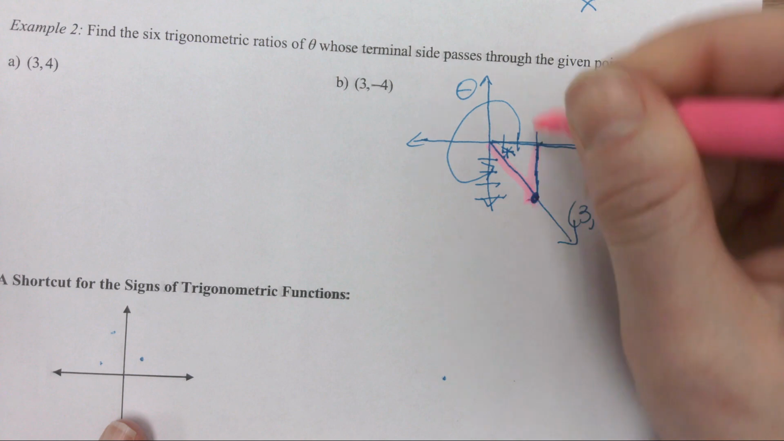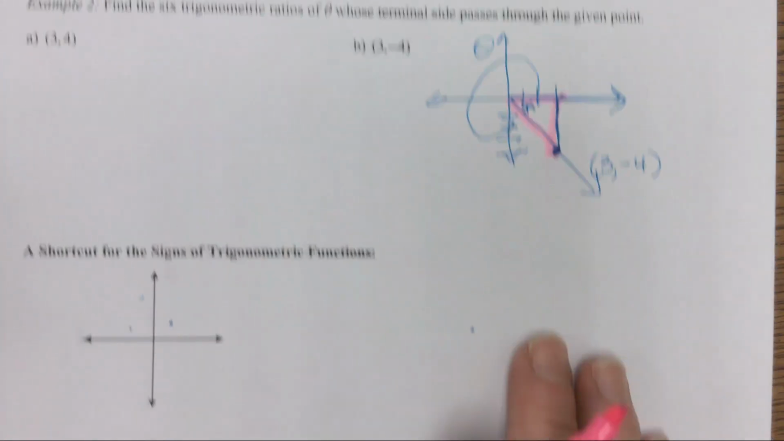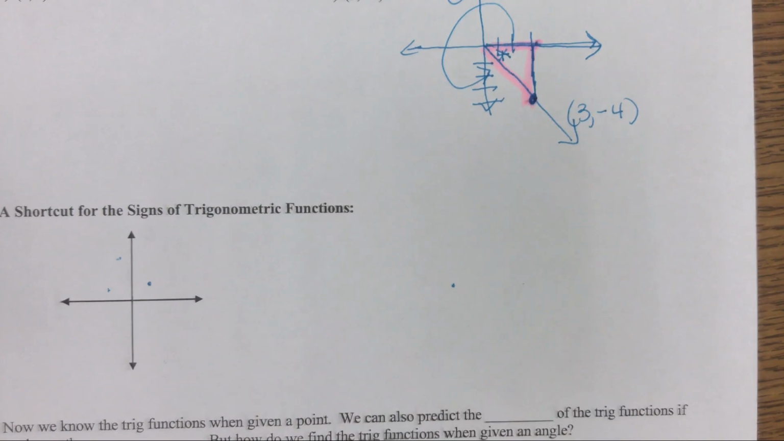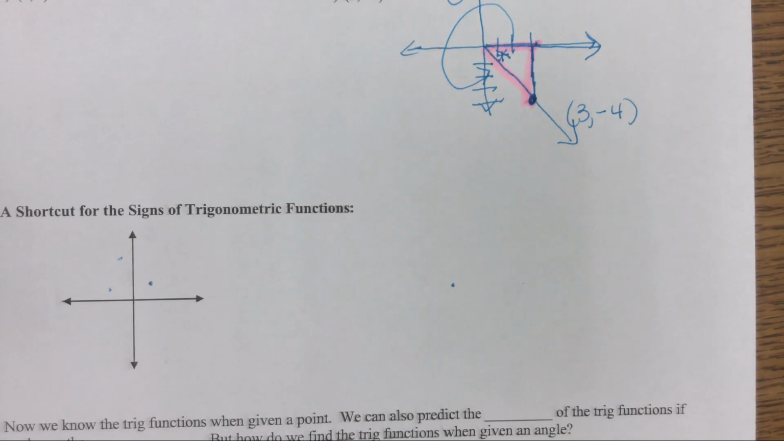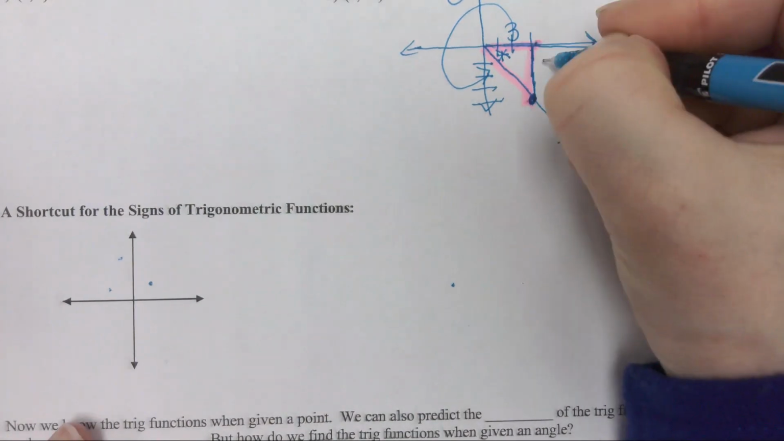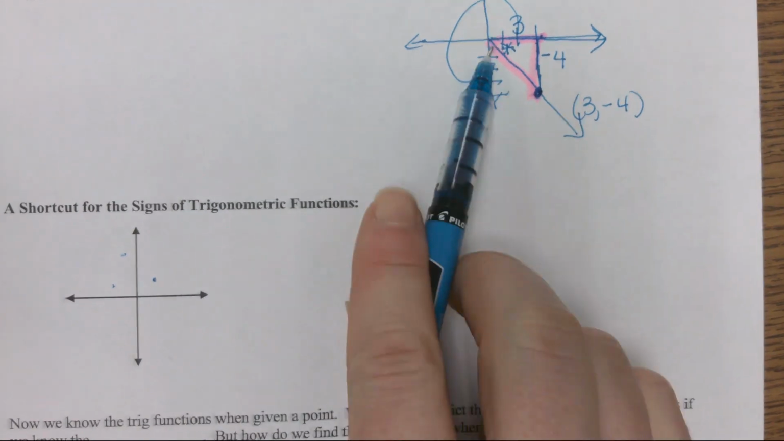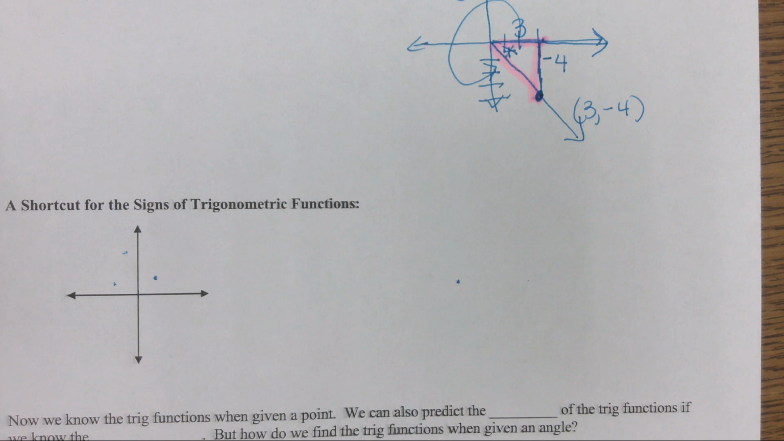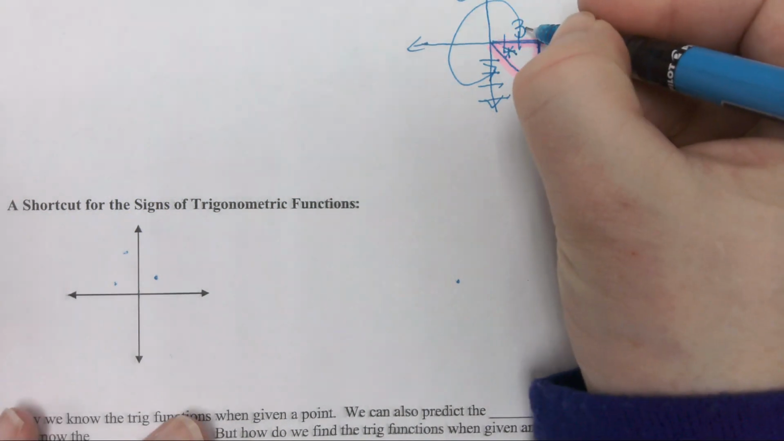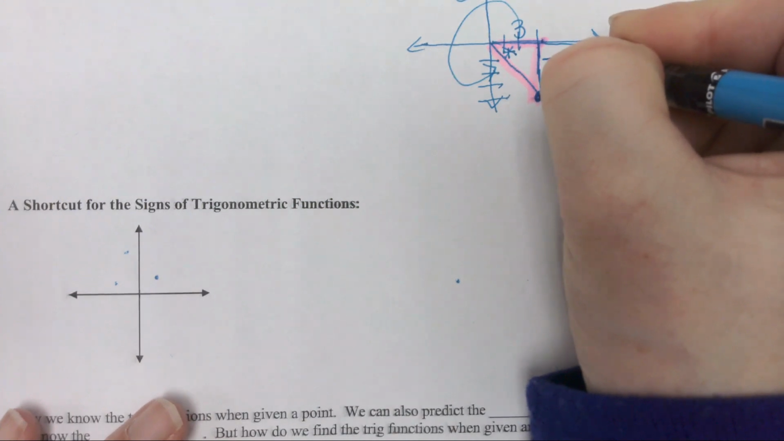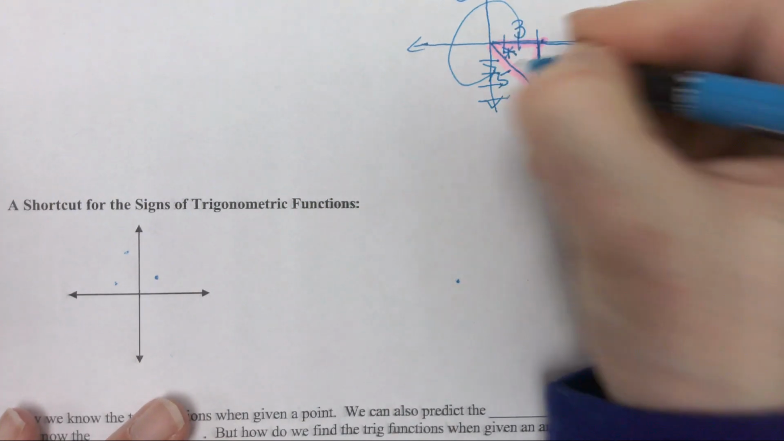Now you have to make a choice. You can either use these up here, or you can just do SOHCAHTOA. If you're doing SOHCAHTOA, make sure you treat this as a +3, this is a -4. What's the hypotenuse? Who remembers, I memorized these ones? 5. 3 squared is 9, plus 16 is 25, this is 5.